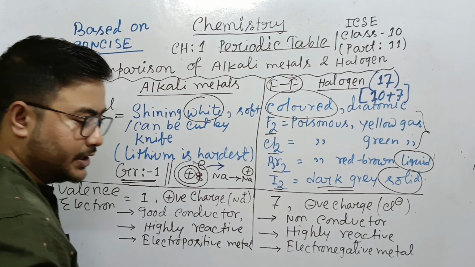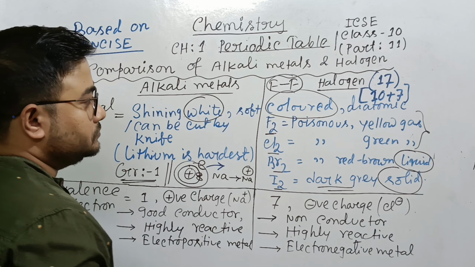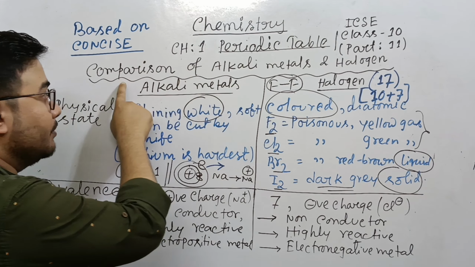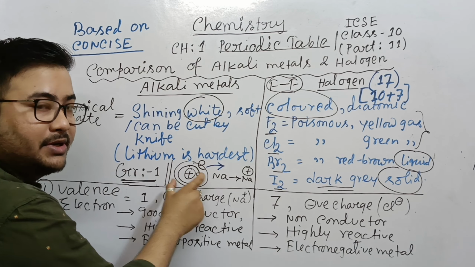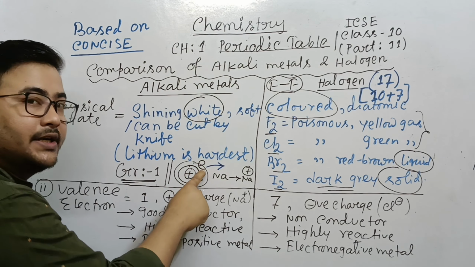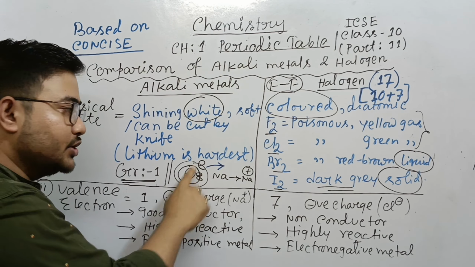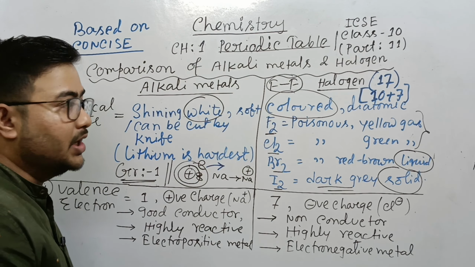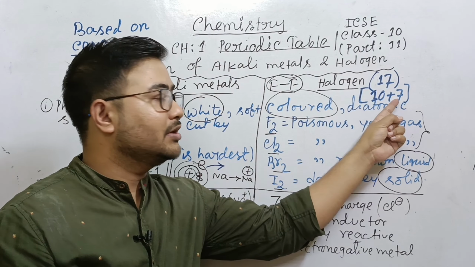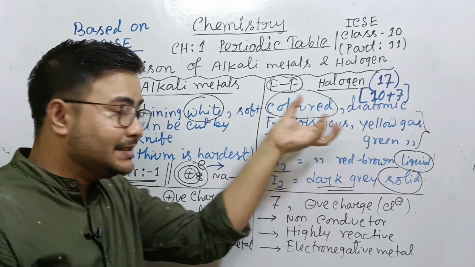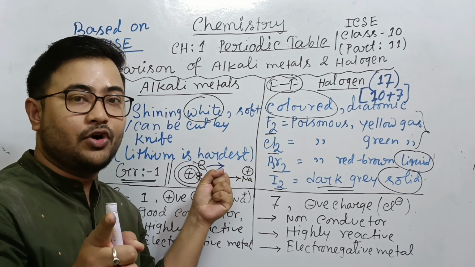Now look at the board. Here the outermost shell contains, comparison, no comparison. So compare with the alkali metal first. Here the outermost shell contains how many electrons? 1. So after losing it, it has an octet, so it has a tendency to lose. Now tell me, here the outermost shell contains how many electrons? 7. So if it accepts 1 electron, then it has an octet.